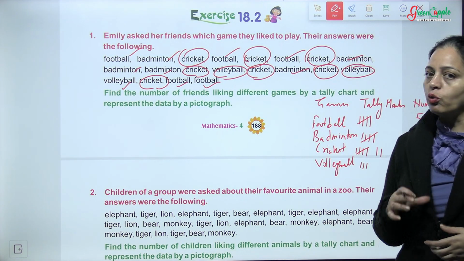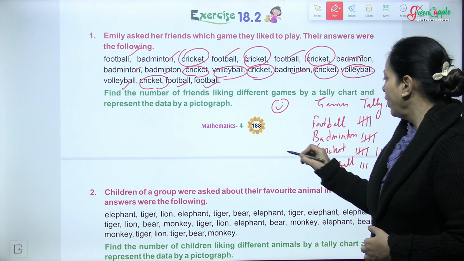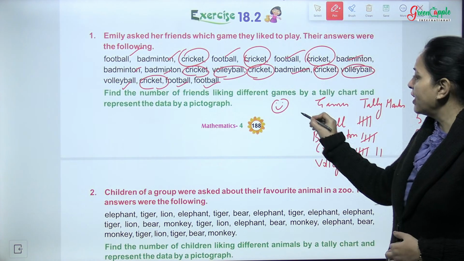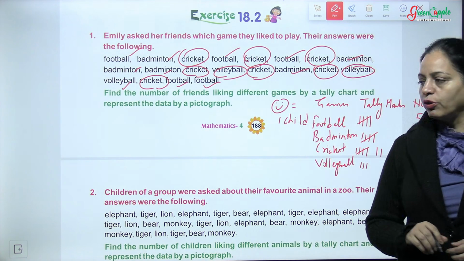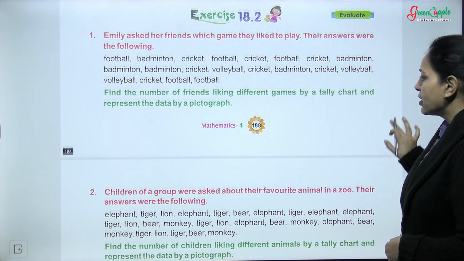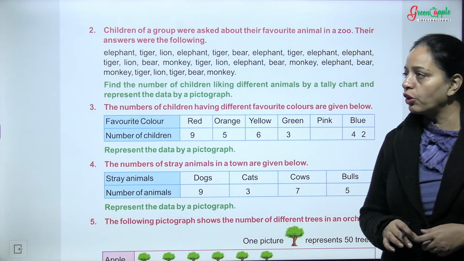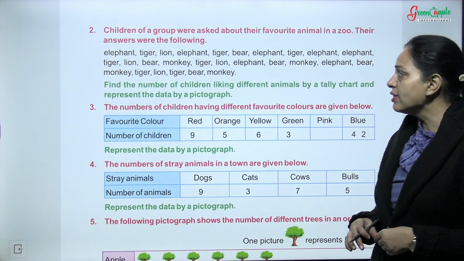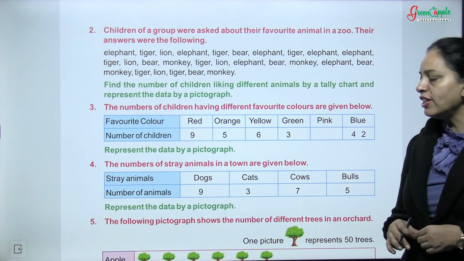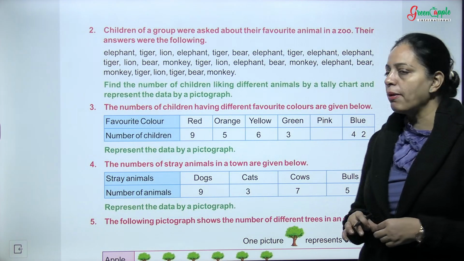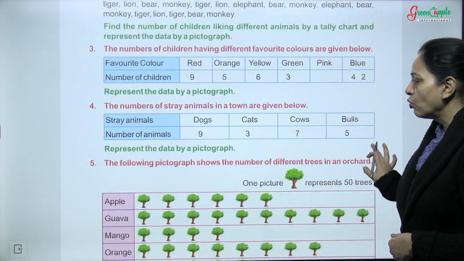For the pictograph you can select any one symbol, like smiley you can take, okay? Because numbers are less, so you can take one smiley to represent one child. Then you can draw it. Fine, I hope this is clear to you. Similarly, the second one here, children of a group were asked about their favorite animal in a zoo. Their answers were the following. So find the number of children liking different animals by a tally chart and then represent the data by a pictograph. Okay. Now similarly, third and fourth question you can try.